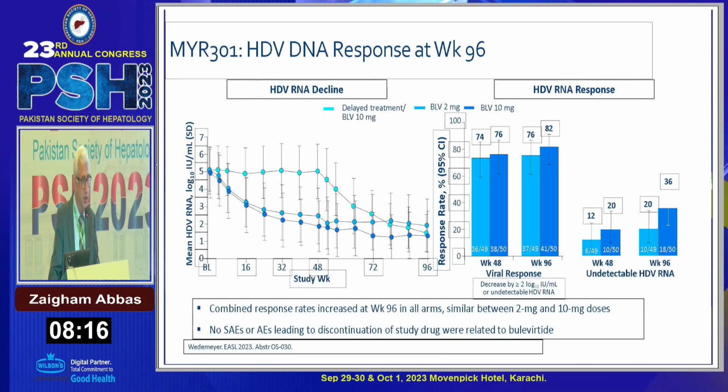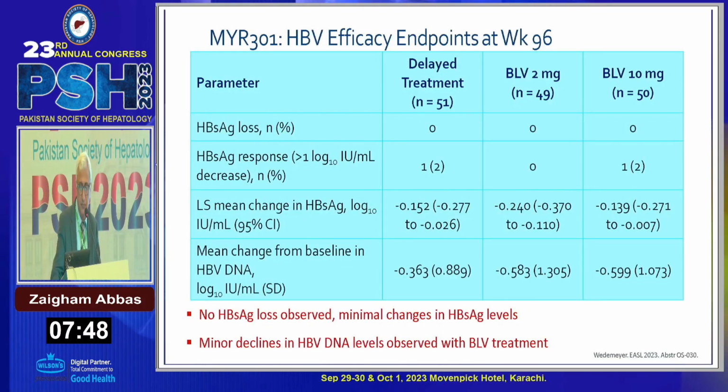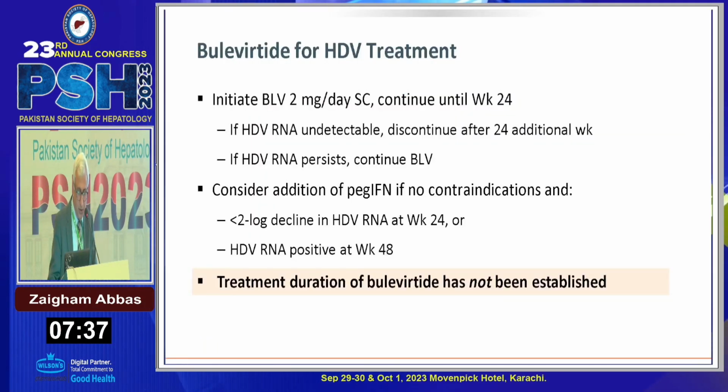Again, in this study there are other parameters that were seen. One parameter may be 2 log reduction, the other parameter is undetectable virus. Undetectable virus was seen more with the 10 milligram of bulevirtide as compared to the 2 milligram bulevirtide. But as far as hepatitis B is concerned, not much beneficial effect was seen from using this drug in delta hepatitis patients.